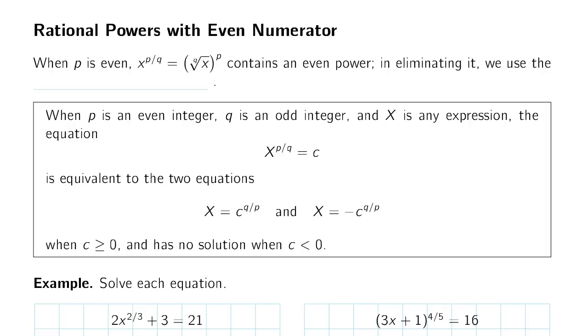When we consider negative numbers, we're first going to consider what happens when the numerator of our rational exponent is an even number. So that means we're taking an odd root followed by an even power. We're taking an even power then. In order to eliminate our even power, we need to use the even root property.